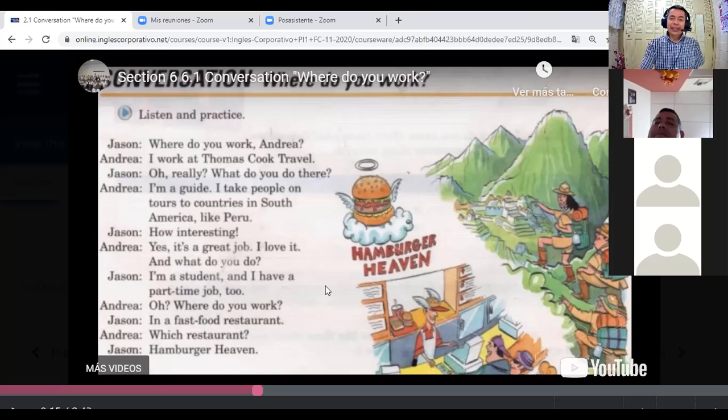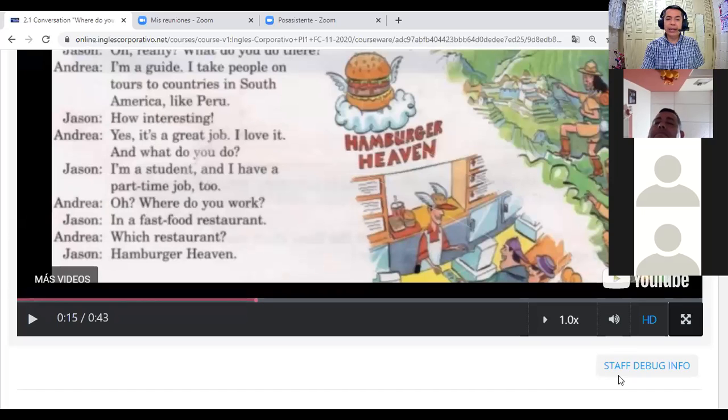Imagine these hamburgers. Saben a paraíso, right? Okay, good. Now, let's see the video. We are going to practice tomorrow because the time, right?